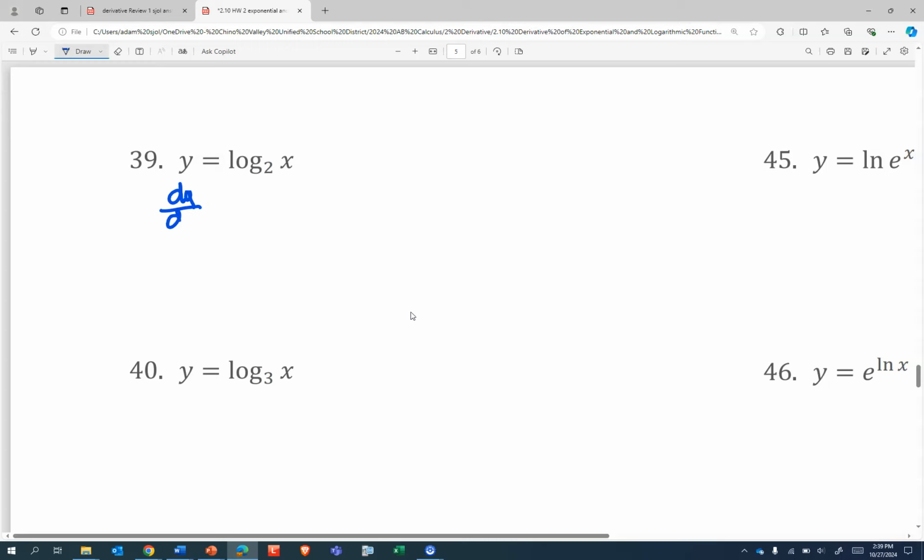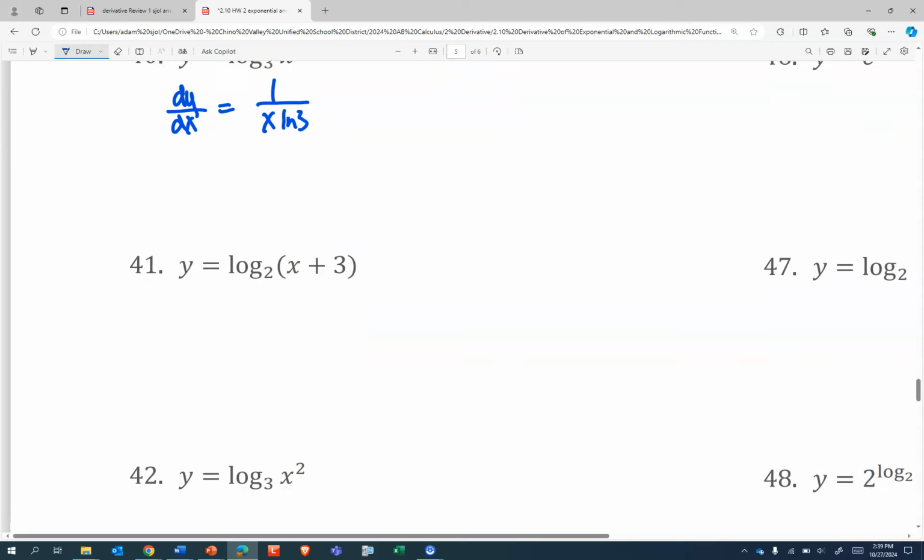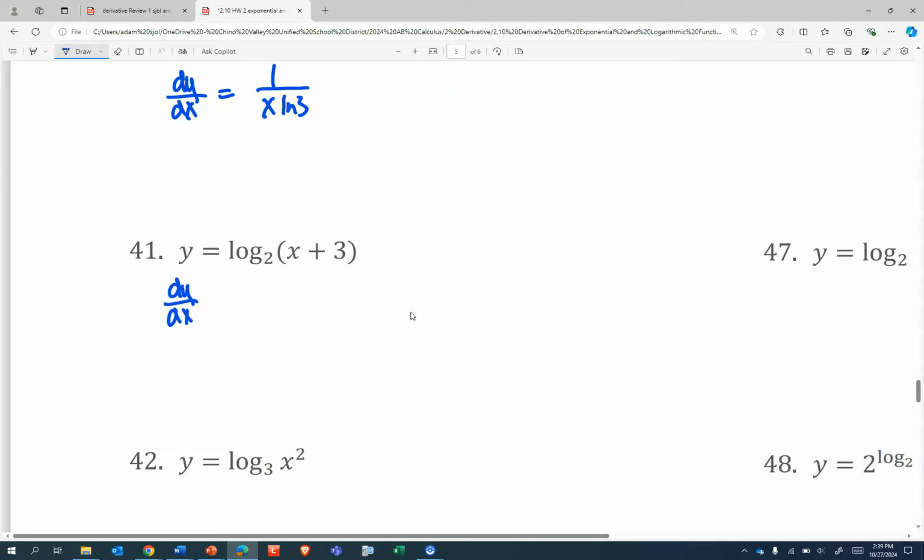Okay. So the derivative of log base 2 of x is kind of like the derivative of natural log. We just get the extra natural log of 2 in the denominator. Don't forget, we can think of this as natural log of x with a change of base formula over natural log of 2. Okay, so the derivative of log base 3 of x is 1 over x natural log of 3. Chain rule, derivative of, let's see, log base 2 of x plus 3 is going to be 1 over that x plus 3, natural log of 2 down there, and then times the derivative of x plus 3, which is 1.